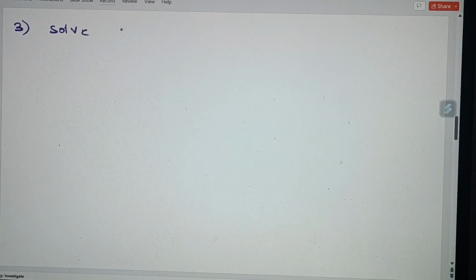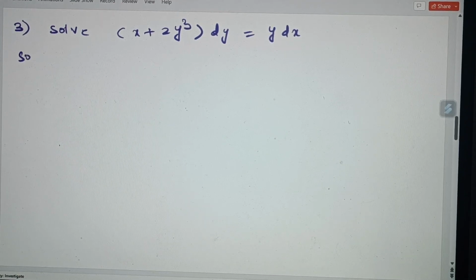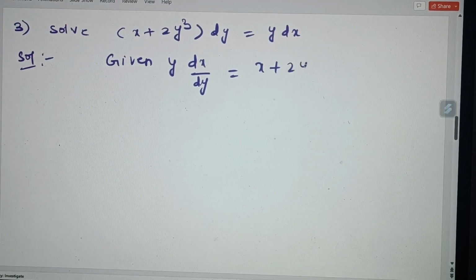Question number 3. Solve (x + 2y³) dy = y dx. Again, the equation is not given directly, so you need to express the given equation in the form dx/dy + P'x = Q'. What is given by observation? You can just write the given equation as y dx/dy = x + 2y³.